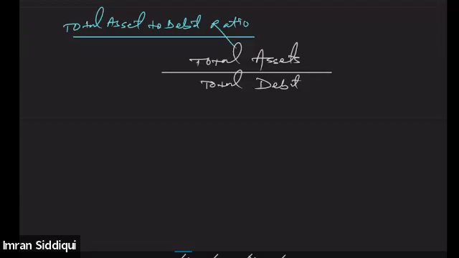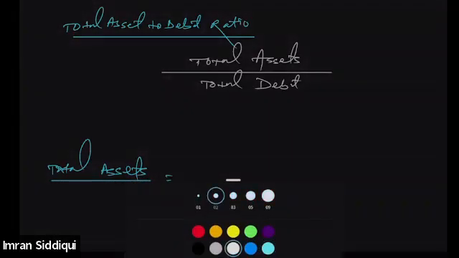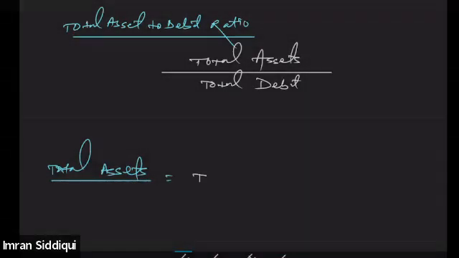Okay, so as per the question, we have to figure out the value of the total asset first of all. So to find out the total asset, what can we do? Total assets can be determined simply by adding the total debt with the shareholder fund, right?